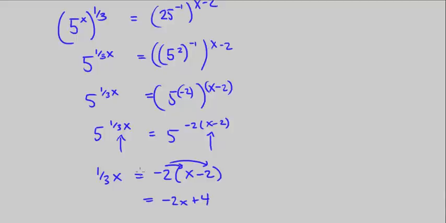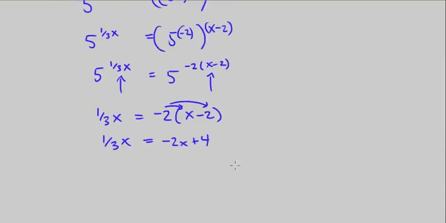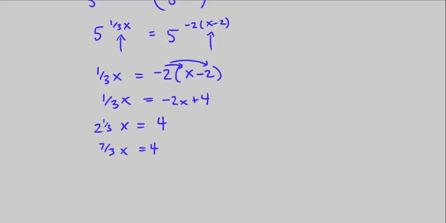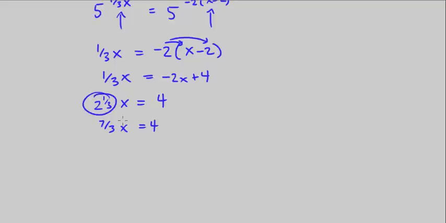-2x plus 4, distributing the -2. Right? Add 2x to both sides. Right? So we get, this is gone here. 2 and 1/3 x equals to 4. We can rewrite this as 2 we know is 6 over 3. So that's 7 over 3x equals 4. Or we can leave it this way and use our calculators. In fact, let's go ahead and leave it that way.